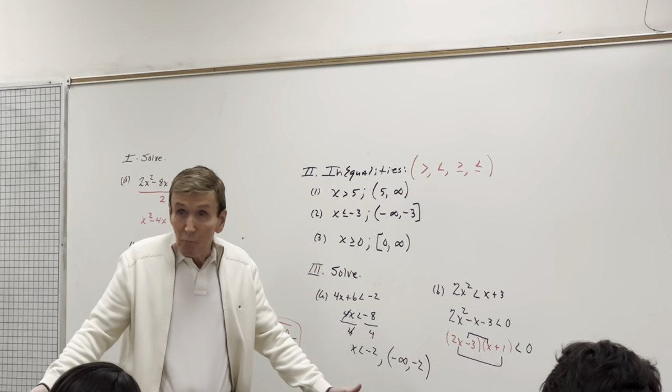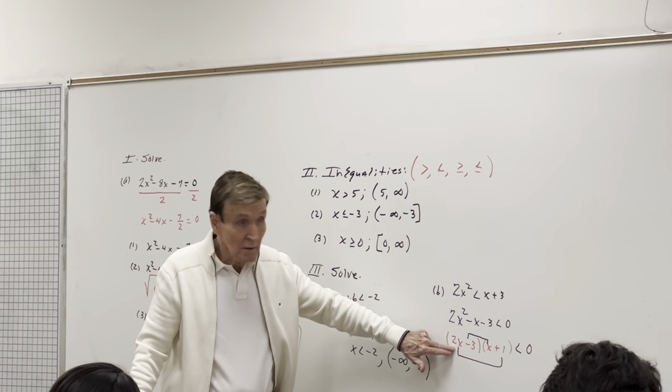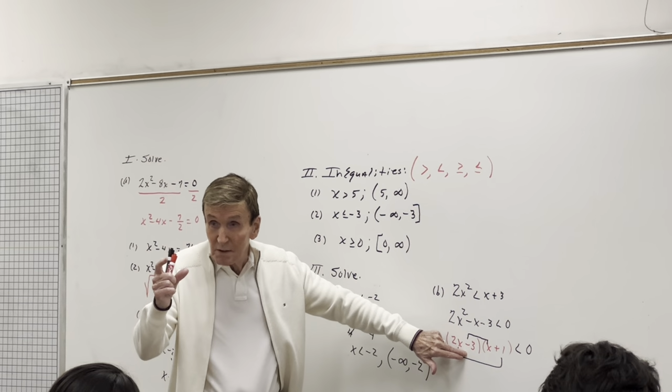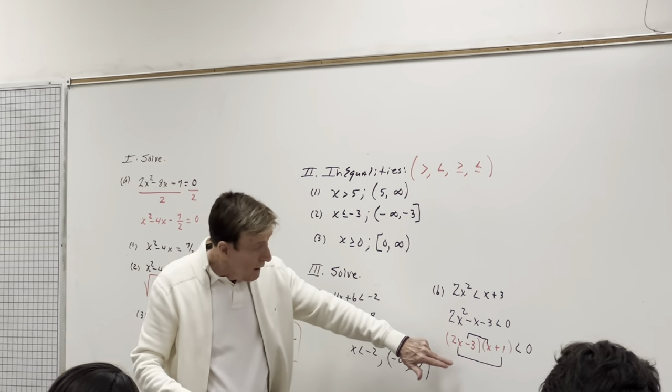Maybe there are none. Will 0 work? 2 times 0, that's 0. Subtract 3, that gives me for the first quantity, negative 3. 0 plus 1, that's a positive 1. So I go, negative 3 times 1, which is -3. Will -3 satisfy this inequality? Is -3 less than 0?